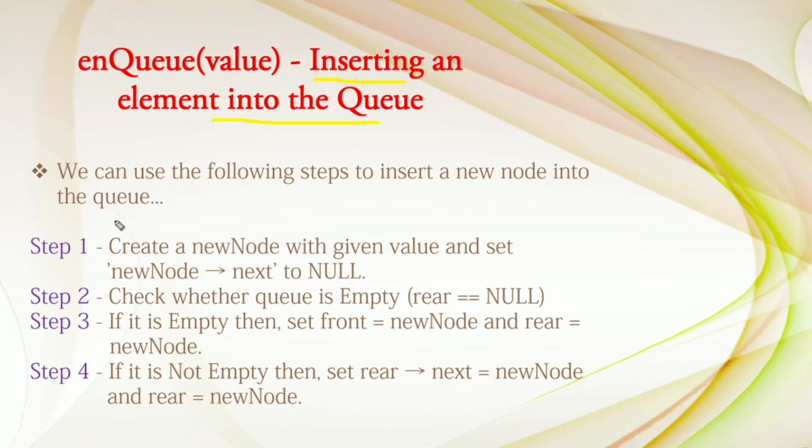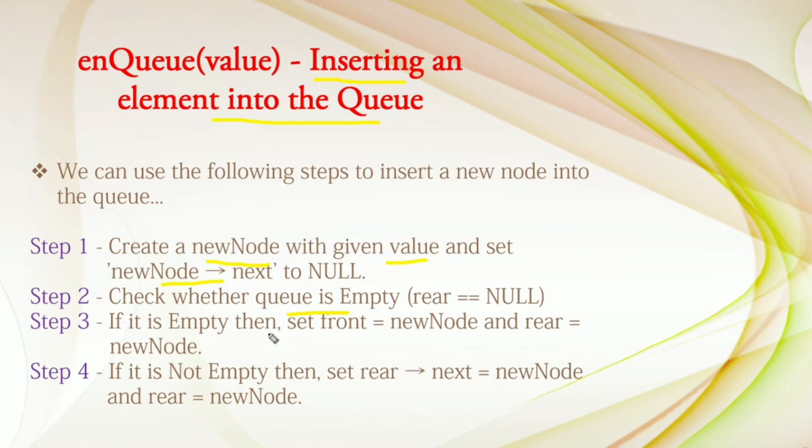Here we are inserting the node, and nodes are linked together, so we call it a linked list. A node has two parts, one is the data part and another is the next part. At first we have to create the new node with the given value and set that new node's next to null. And next check whether the queue is empty, that is, rear points to null. For the rear only we can insert the element.